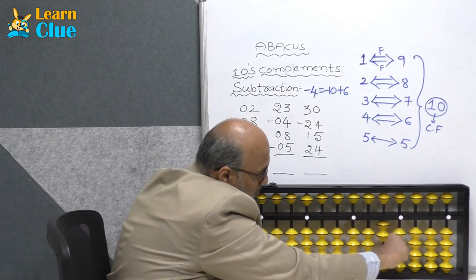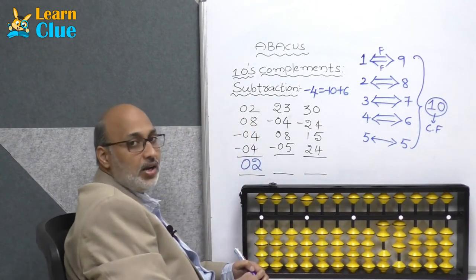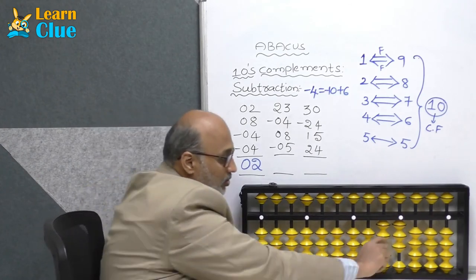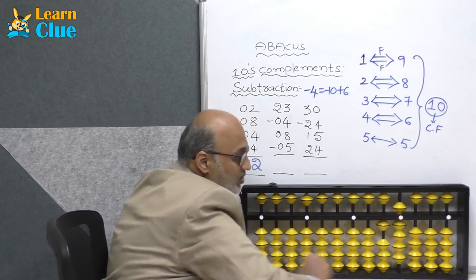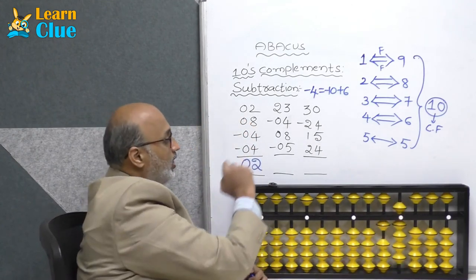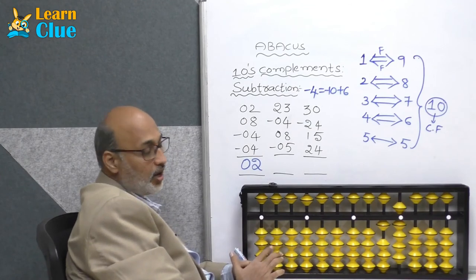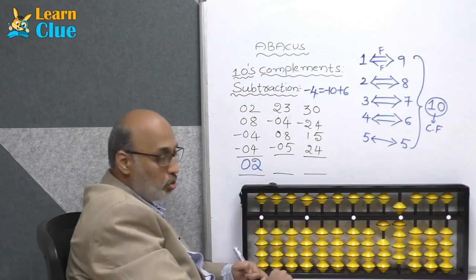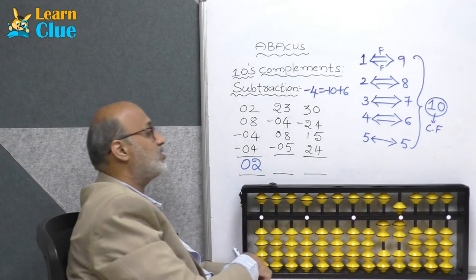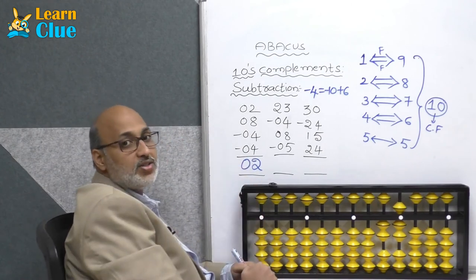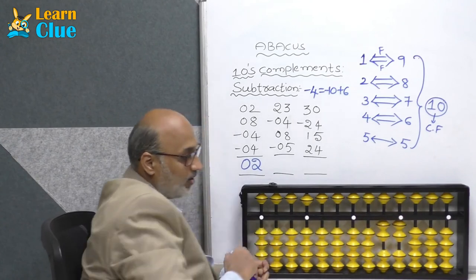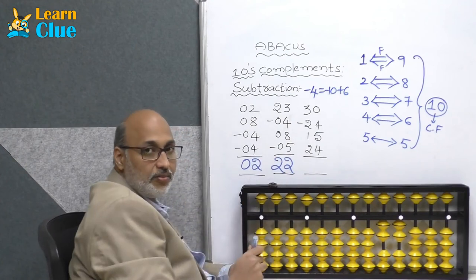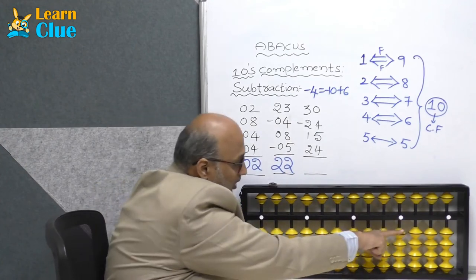Next problem, 23. They are asking minus 4. Who is the friend of 4? 6, so minus 10 plus 6. Now they are asking plus 8. How to do plus 8? Who is the friend of 8 first? 2, so minus 2 plus 10. Now they are asking minus 5. How to do minus 5? Which is direct. So the answer is 22. Okay students, clear the Abacus.